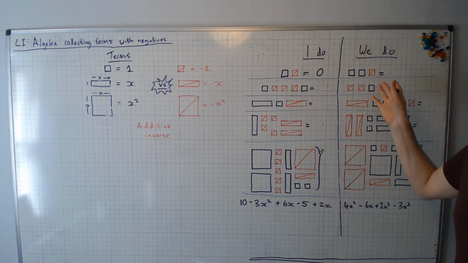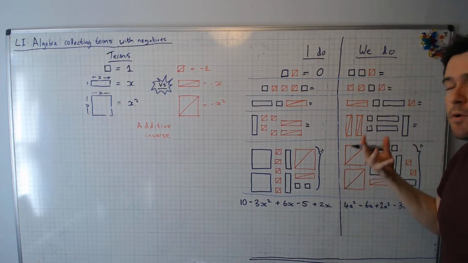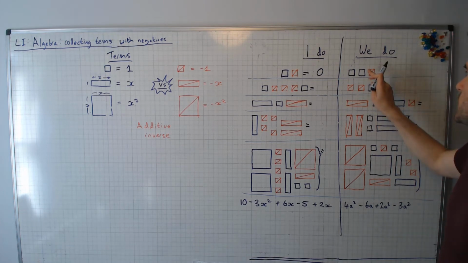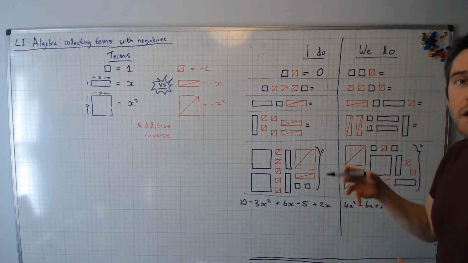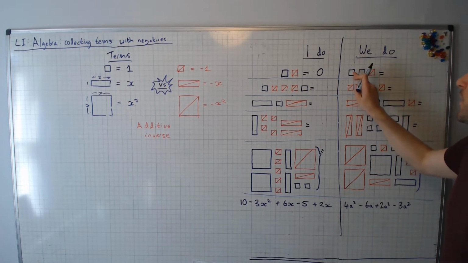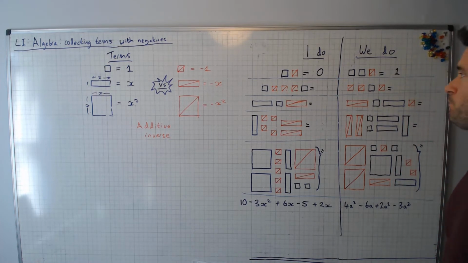Pause the video, have a go at this one. This time we have positive 2, and a negative 1. We can see that negative 1 and one of those are going to clash together, annihilate each other. These two are going to add to 0, which just leaves us with one positive 1 left. So that's going to be 1.